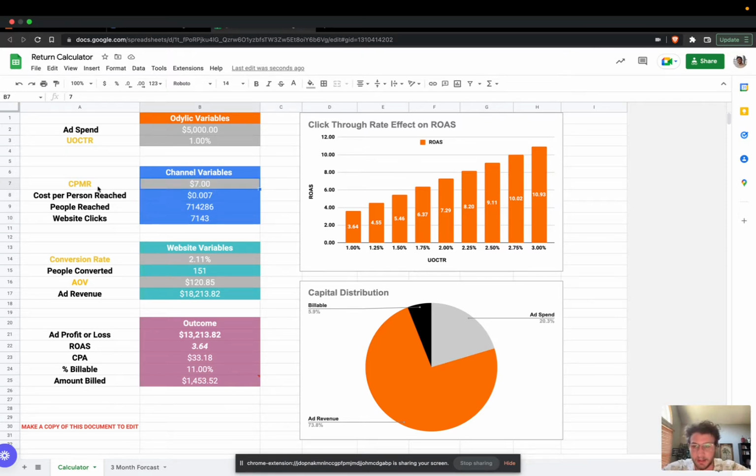And the biggest one here is the cost per mil, right? And cost per mil is just the cost per every 1,000 impressions. So the cost to show your ad to 1,000 people. And it's completely different depending on the platform. Google's different than Facebook. It's different from TikTok. Again, TikTok is anywhere from like $3 to $7. Seven is definitely on the higher end.